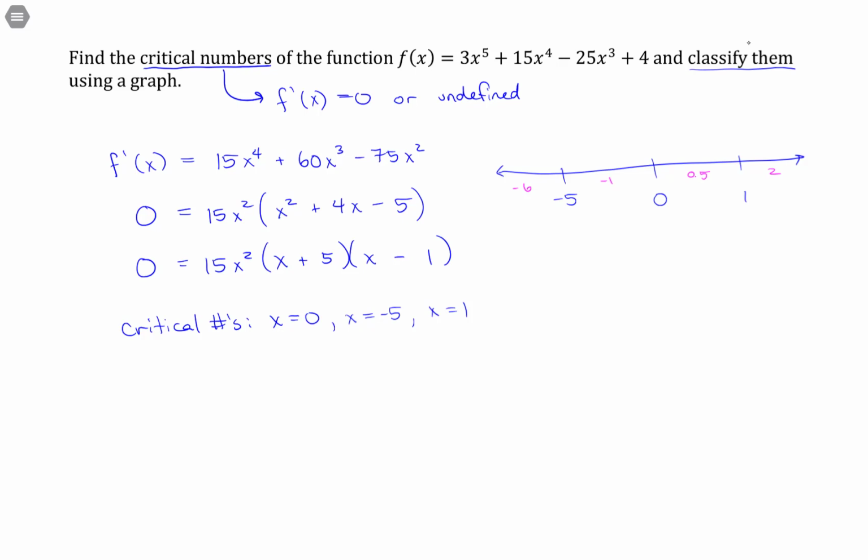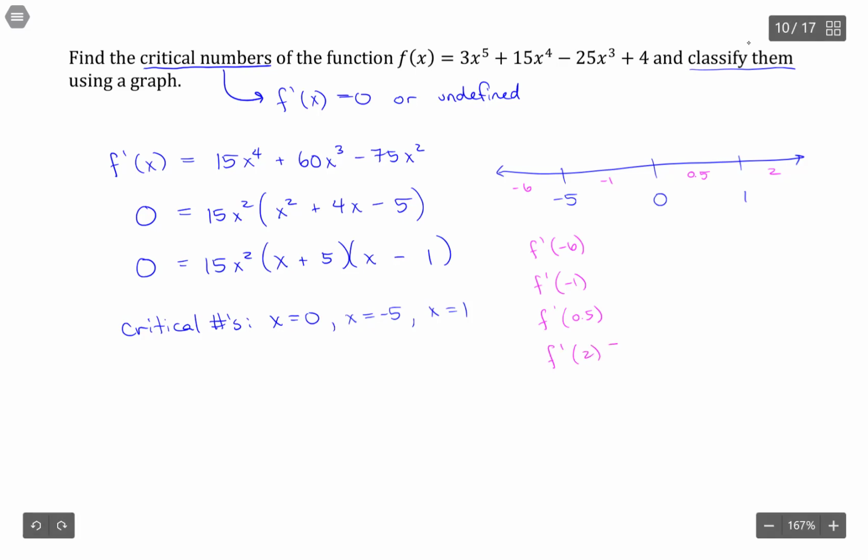Now, what I'm doing is taking these test values and plugging them into the first derivative. And the reason is, say f of -6 results in a negative number, then that means my function is decreasing on that entire interval. So if I go from decreasing to increasing, then I know that I had a minimum there, and I can classify that number that way. So that's what I'm working toward here.